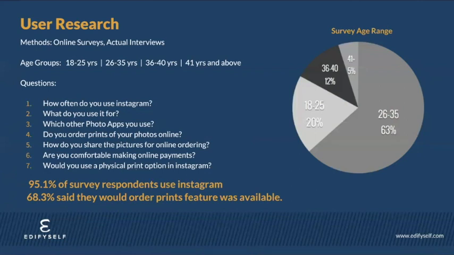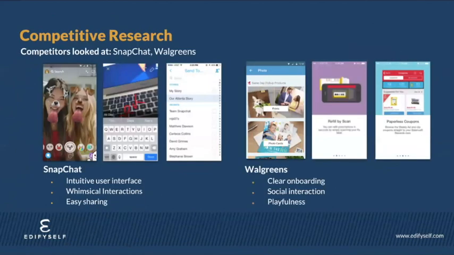From the surveys that were carried out, it was found that 95% of the people actually use Instagram, and 68% of the people would use this feature if it were available. So here we have kind of validated our idea. We have made sure that designing this feature is not going to be a futile effort. So people want that feature to be there, and they would use it if we have that kind of feature. So next, we carry out some competitive research.